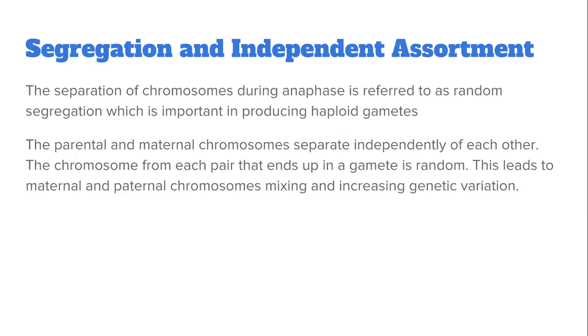And then we have the segregation and independent assortment of chromosomes. The separation of chromosomes occurs during anaphase, and this separation is random, which is really important in producing haploid gametes. So the paternal and maternal chromosomes separate independently of each other, and the specific chromosome from each pair that ends up in a gamete is random. This means that there can be any number of combinations of these maternal and paternal chromosomes, which increases genetic variation.